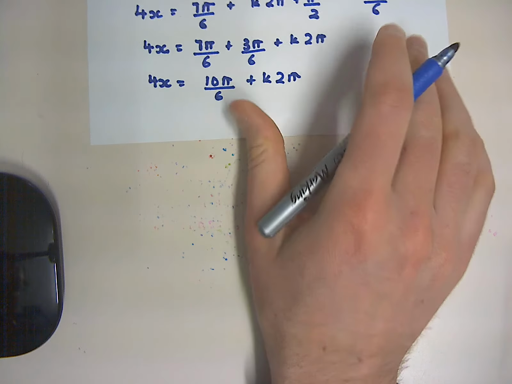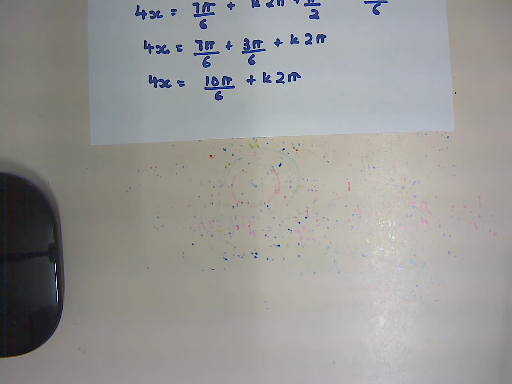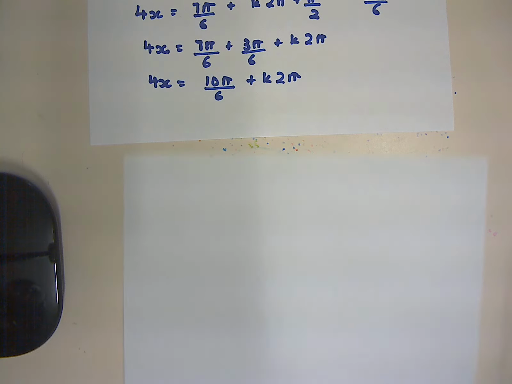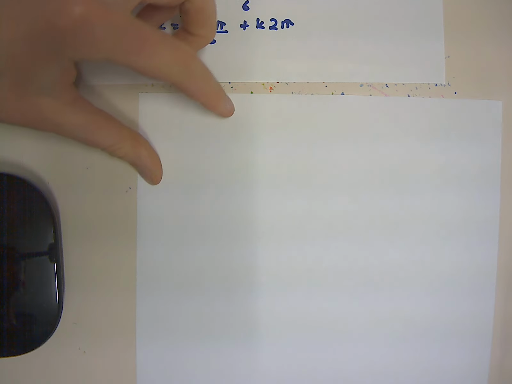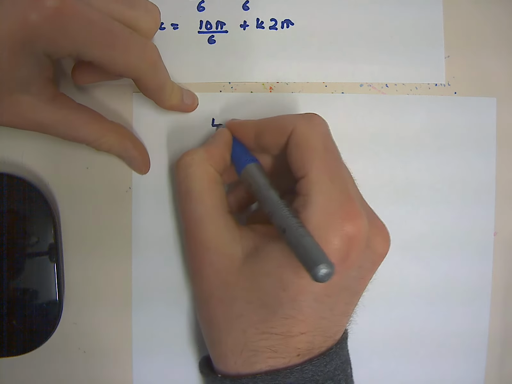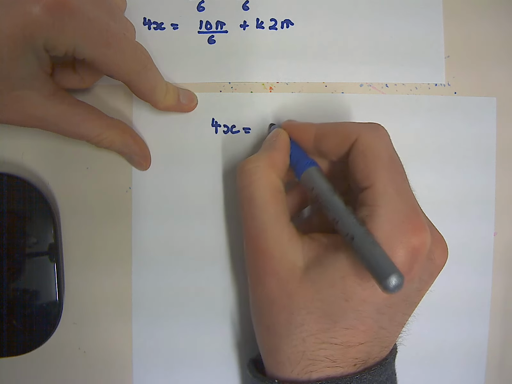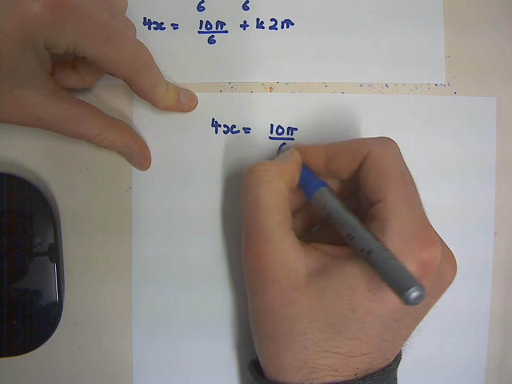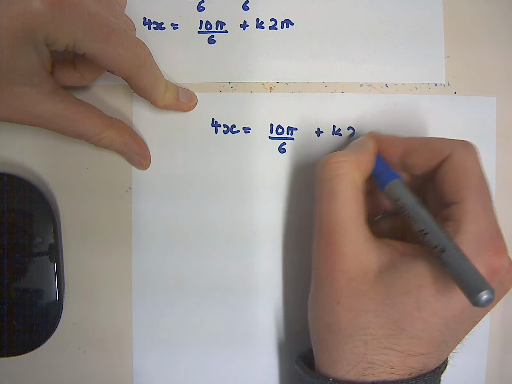Now, I also said that all standard algebra rules apply, so to be able to get x on its own, we've got to then go through and divide by 4. Divide both sides by 4. So let's just copy that equation. 4x equals 10 pi on 6 plus k2 pi.